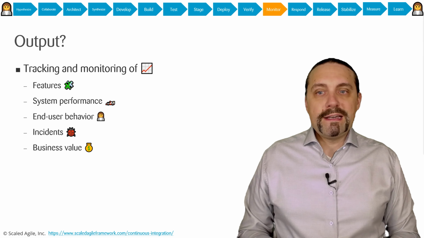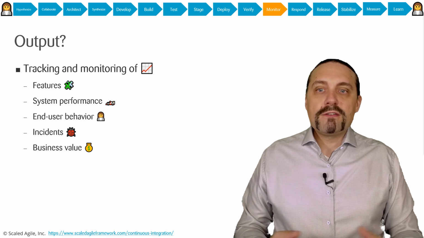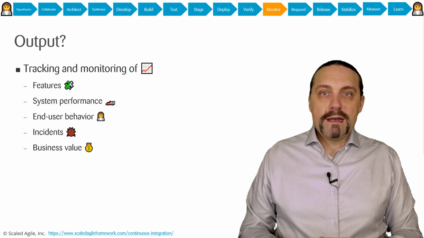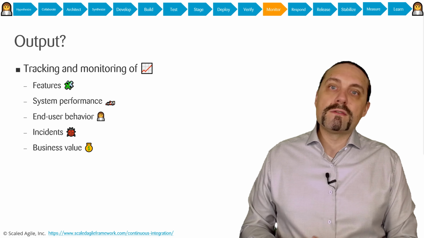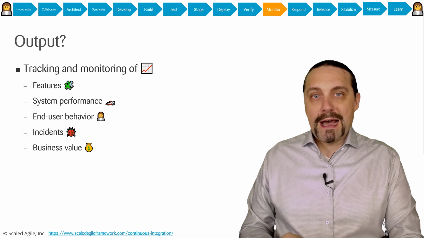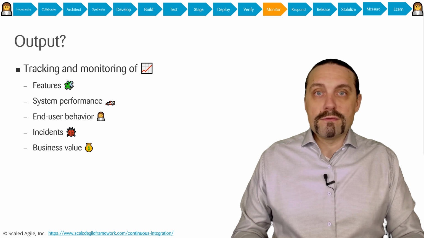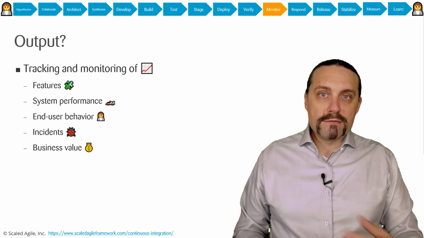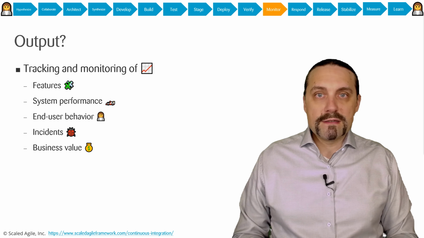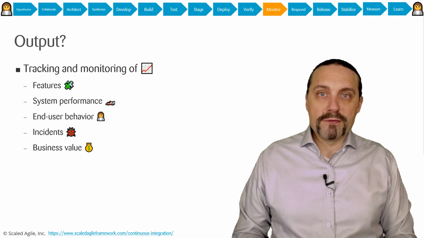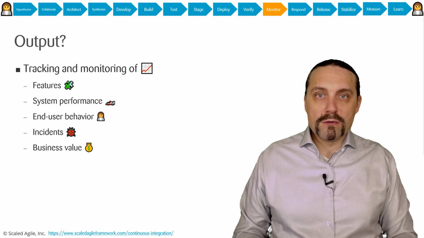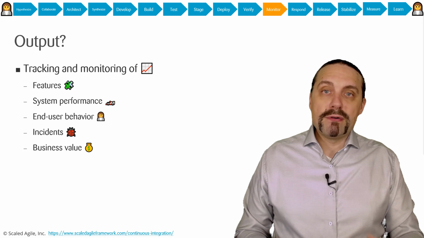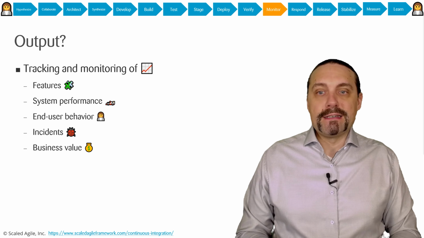So what do we get when we are doing the monitoring? We can track and monitor our features. We can see if our features are used, and with the end user behavior, we of course also can track down the features, see how they are used, and if they are used in the way we have designed them. Another thing we can do is track the system performance. We see how the system is performing in production, if we have any performance problems, how our APIs are doing, all of that. And of course, monitoring helps us prevent incidents, but it also helps us analyze incidents.